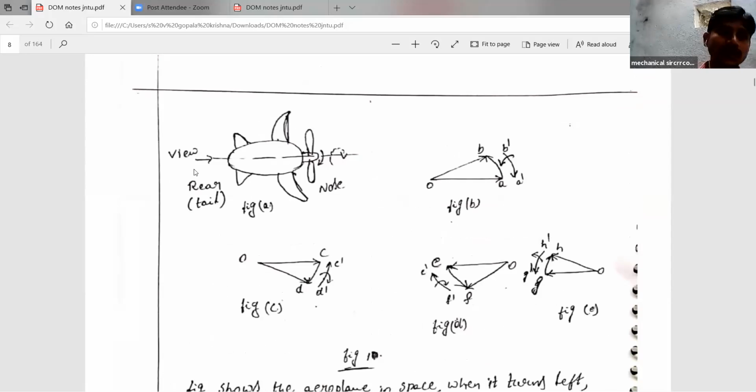When the observer changes their place from the rear to the nose, that means they shift from the rear end to the nose end. When they come to this side, the propeller direction is on that side. I will show you with the help of the spotlight.